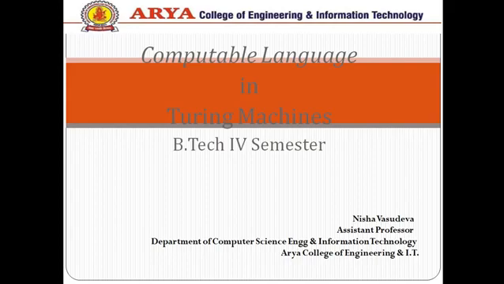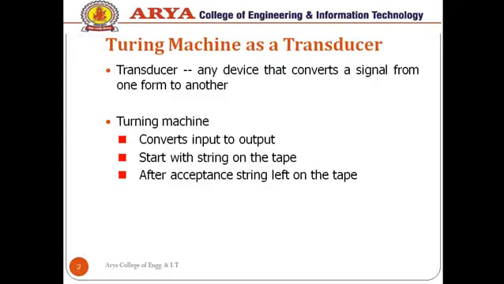Today we are here to discuss the topic computable language in the Turing machine. Computable means we can do calculations like addition, subtraction, complement. So we will discuss the Turing machine working as a transducer and the Turing machine working as an acceptor. Acceptor means the Turing machine reads the input value and reaches the final state. This is the accepting of the string.